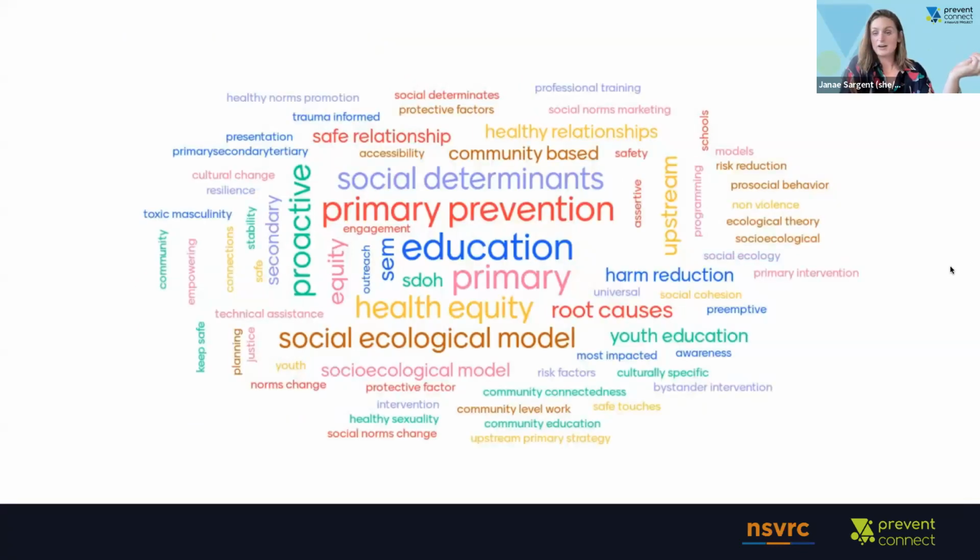We did a word cloud in our last session around terminology about what prevention means to people working in the field. And this is what we got. So upstream, social determinants, health equity, social ecological model, community level work, things that mean a lot to us in this room, but this isn't going to mean anything to my neighbor or the person at my school board meeting or someone that I'm talking to at a farmer's market. I could spend 10 minutes trying to explain the social ecological model, and that's not really going to inspire anyone.